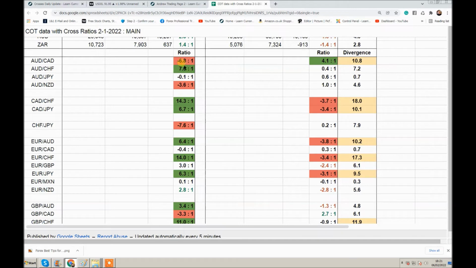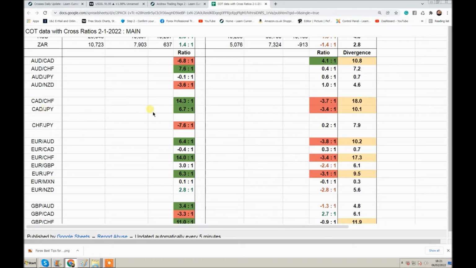Okay, so what we have here, 6.8 to 1 in terms of shorts over longs. Okay, so the speculators are heavily short of the AUD, but look at the commercials, they're 4.1 to 1 in terms of longs over shorts, so bullish of the AUD. We then do the divergence between the two groups, and just in brief, any divergence above 10 will really interest us, and this one's 10.8.